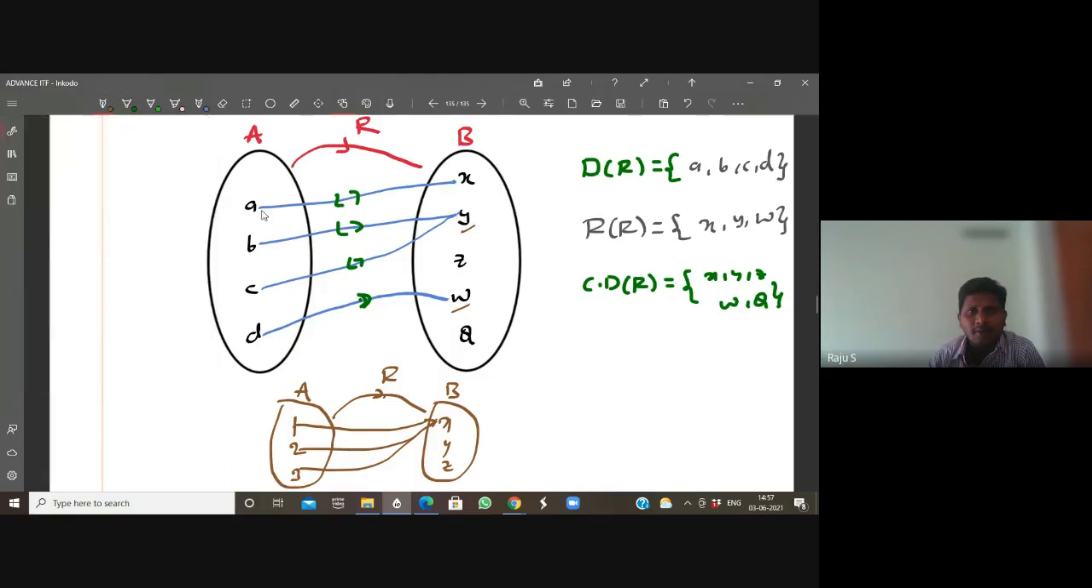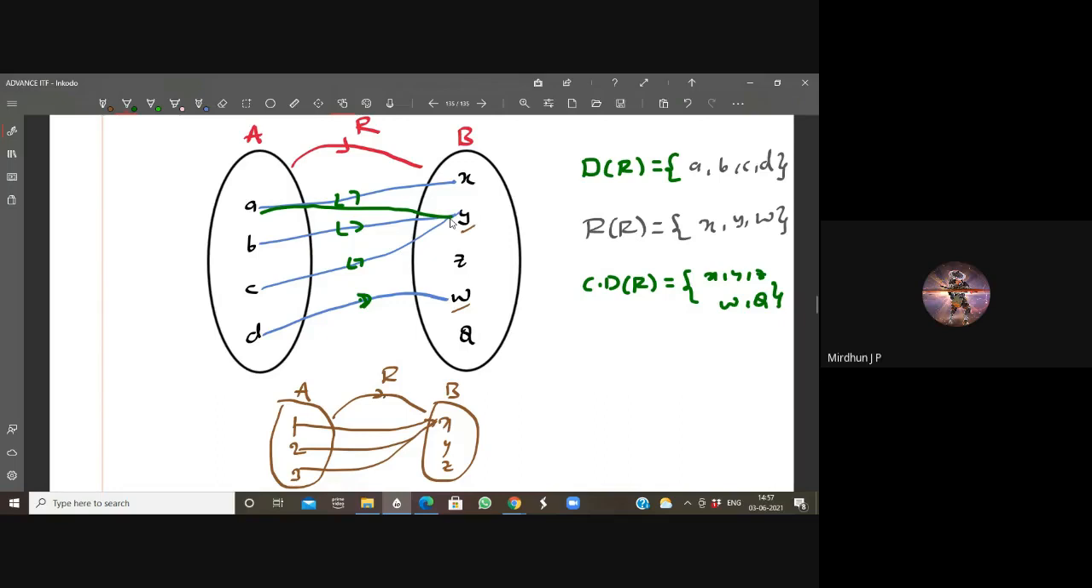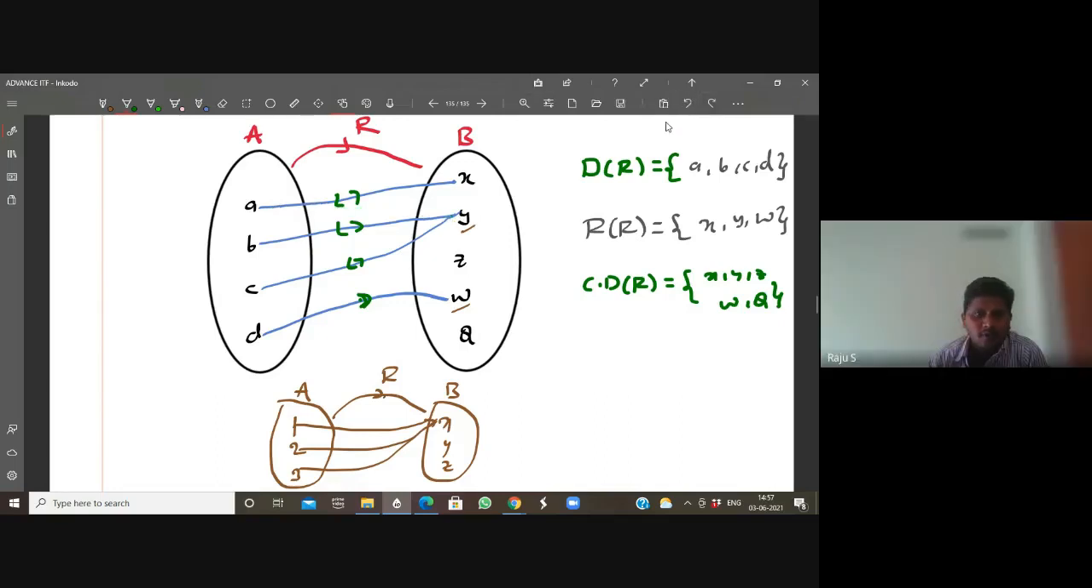If I take the mapping like A to Y, A to X, A to Y, is it possible? Can student A go to both classrooms? No, sir, it is not possible. So that is not a function.